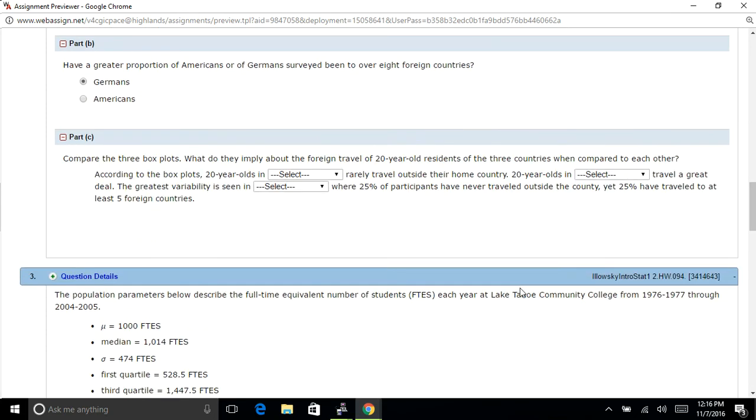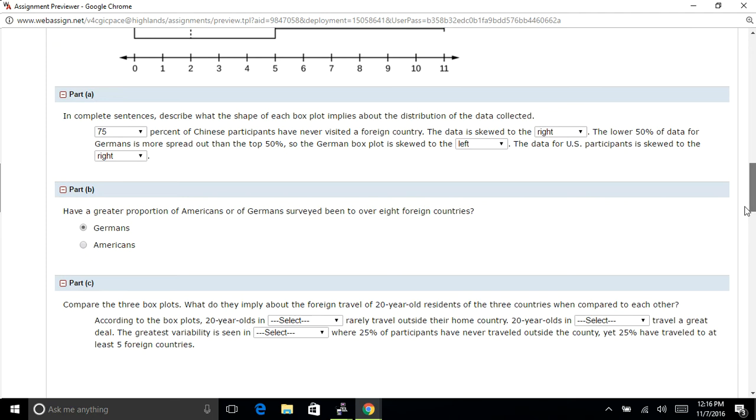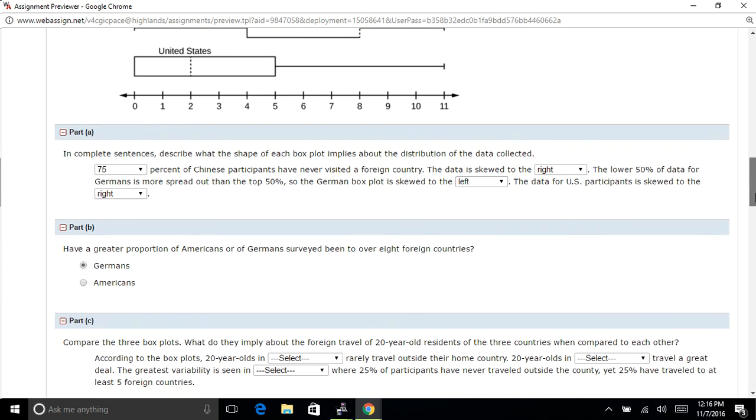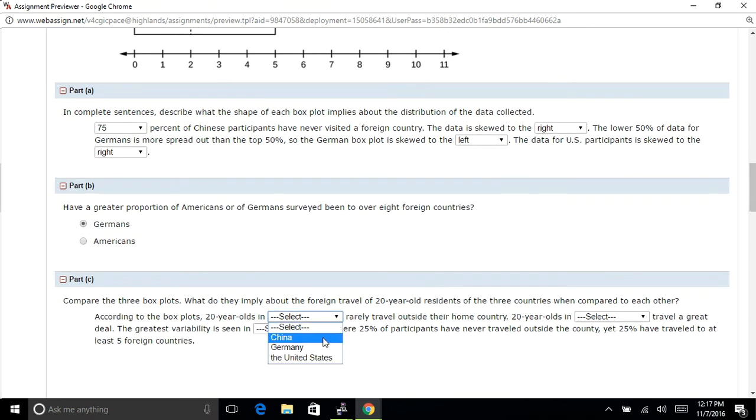Okay, part C. All right, so let's try to fill in the boxes. Compare the 3 box plots. What do they imply about foreign travel for 20-year-old residents of 3 countries when you compare each? According to the box plots, which country rarely goes outside their home country? And remember, we found that in China, all right? 20-year-olds in blank travel a great deal.